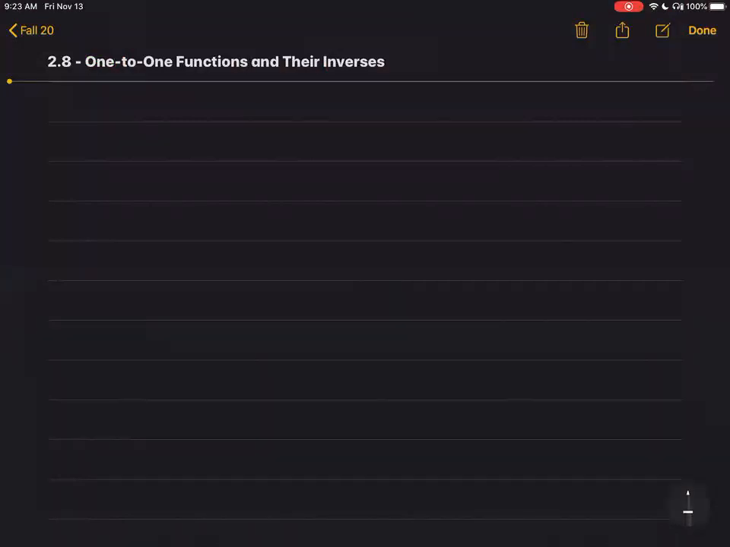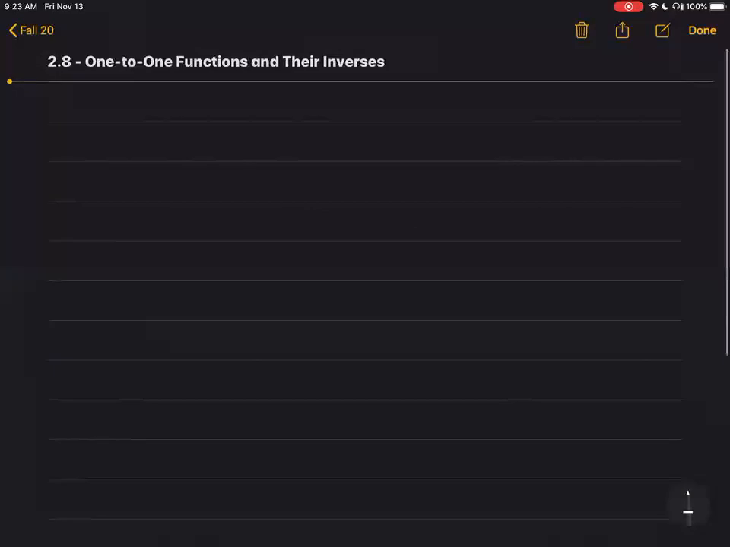This section is on one-to-one functions and their inverses. There's a lot of material in this section, so I recommend you put on your thinking caps because we're going to go on a journey here. Okay, so to start off, let's talk about one-to-oneness.